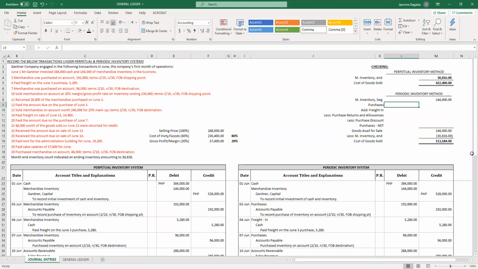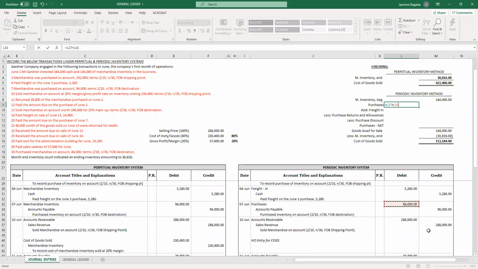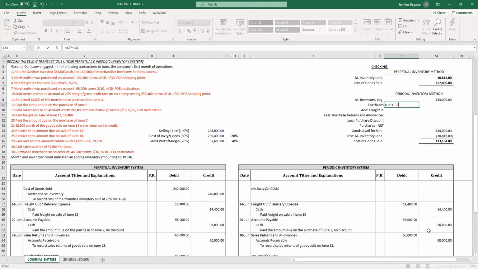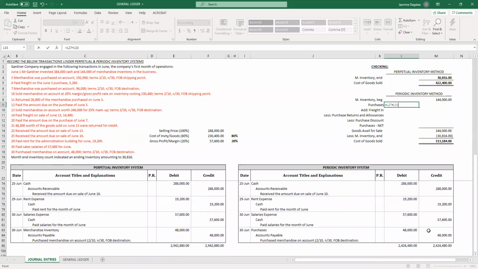So your total purchases, tignan natin sa journal entries nyo. June 3, may debit 192,000. And then may debit ulit plus June 7, 96,000. And then saan pa may purchase? June 30, last one, may purchase kang 48,000. So all are addition when it comes to purchases. Total purchase during the month is 336,000.